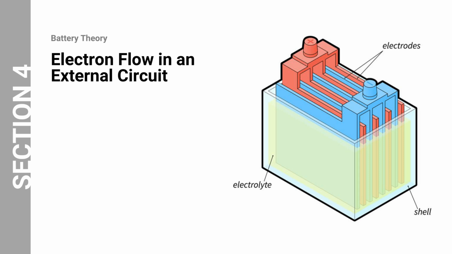In this section, we will look at the electron flow in an external circuit using the example of a 12-volt battery. The example of a 12-volt battery will provide you with a foundation for other types of batteries and a battery pack within BEVs.